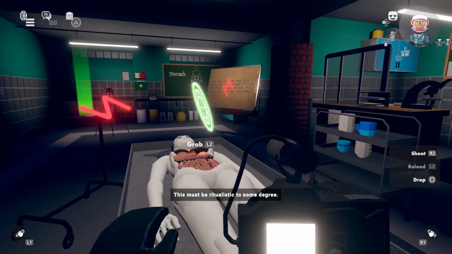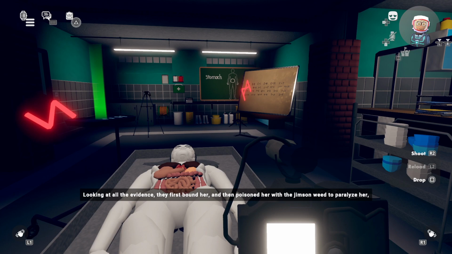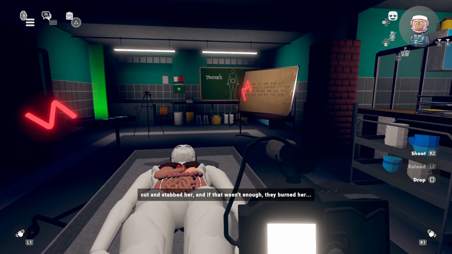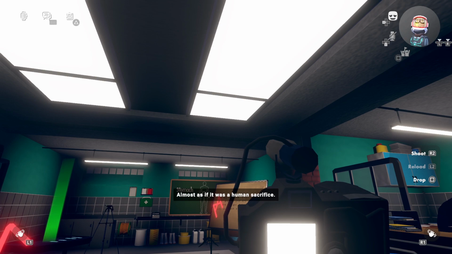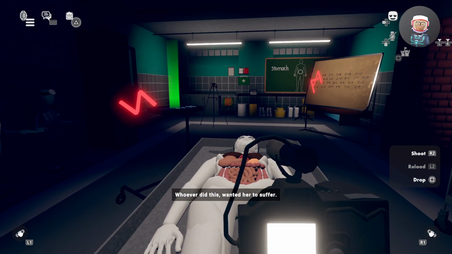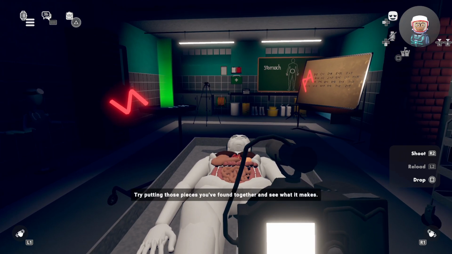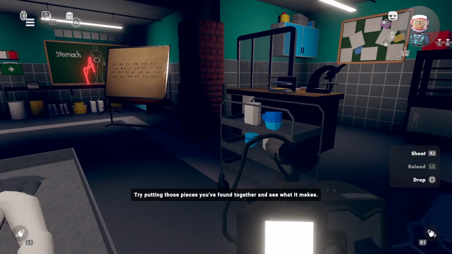This must be ritualistic to some degree. Looking at all the evidence, they first bound her and then poisoned her with Jimson weed to paralyze her, cut and stabbed her, and if that wasn't enough, they burned her, almost as if it was a human sacrifice. Whoever did this wanted her to suffer. None of this is adding up. Try putting those pieces you found together and see what it makes.